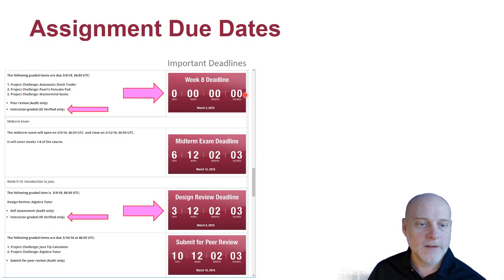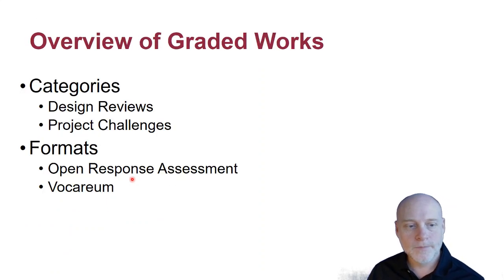Any timer that is zeroed out is for assignments for which the due date has already passed, which means they should already be graded, or we should be currently grading them. And the others are countdown timers that have days, hours, minutes, and seconds until the due date. You'll notice that some assignments are marked audit only and some assignments are marked ID verified only, and the ID verified assignments are the ones that we're interested in. These are the ones that we need to grade.